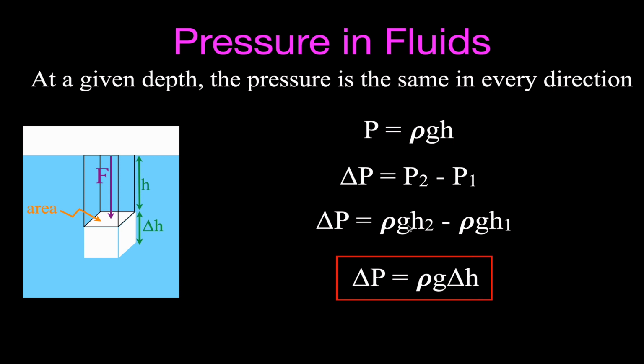Right? You could calculate, okay, what's the pressure at the top of that cube? What's the pressure at the bottom? And subtract them. But it's just rho times g times the change in the height. All right? Just like that.